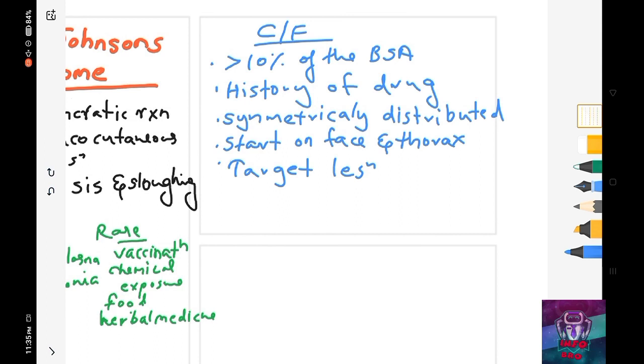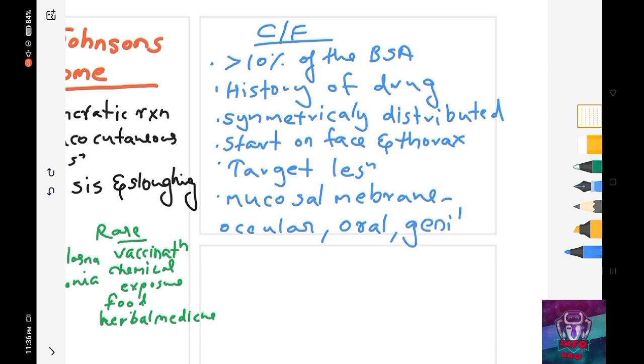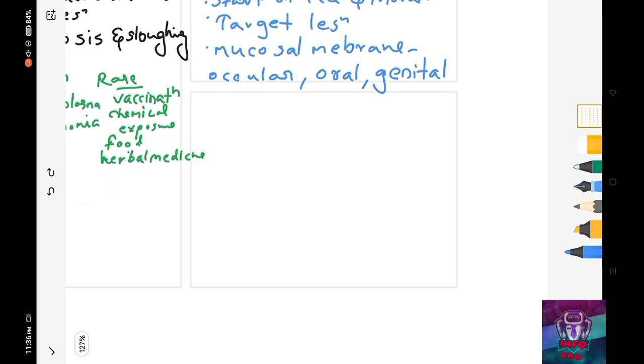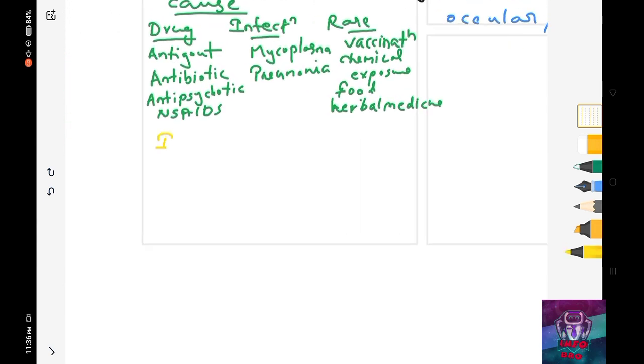Now target lesions will be present, and the mucosal membranes involved in this condition are ocular, oral, and genital. So all these are the clinical features.